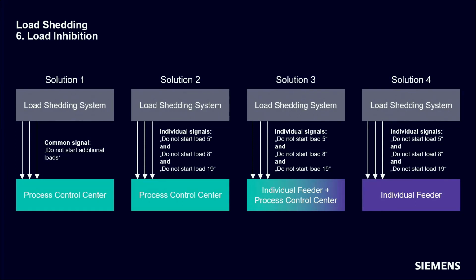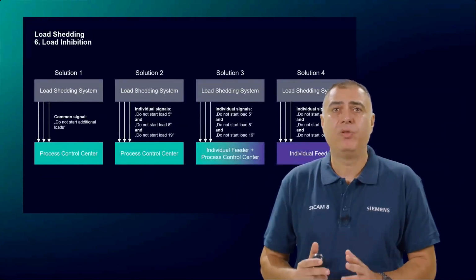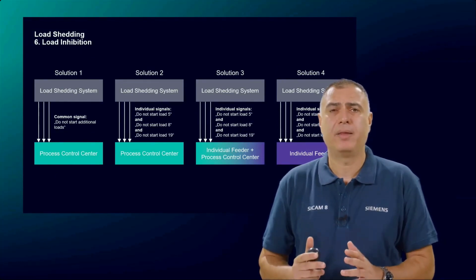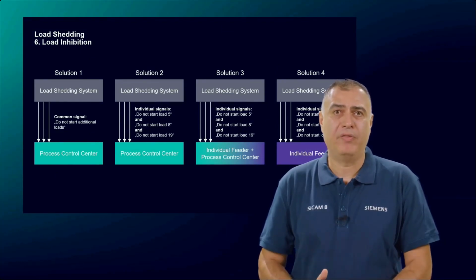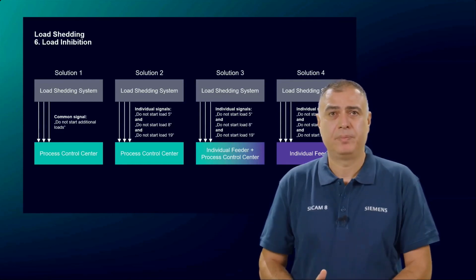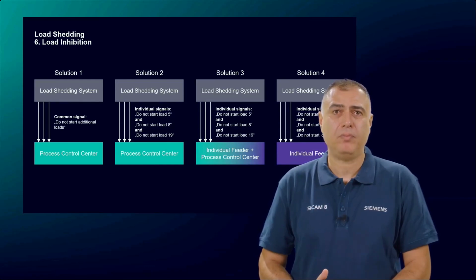This is the reason why the load inhibit function compares the reactive power reserve of the local grid with the reactive starting power of the individual loads. If the load shedding controller detects that there is not enough reactive power reserve available, then the start of the load is prevented. There are different implementation options.